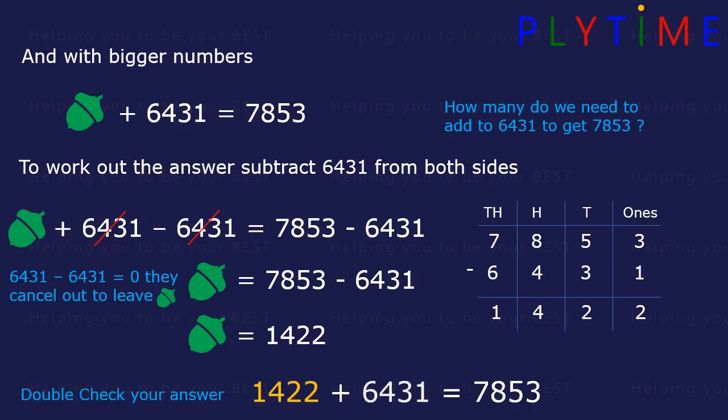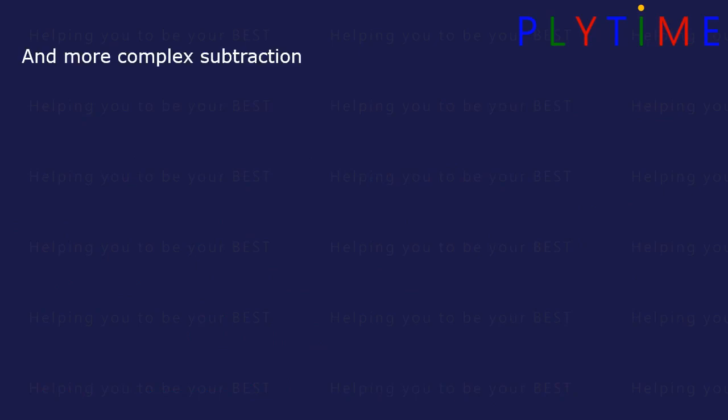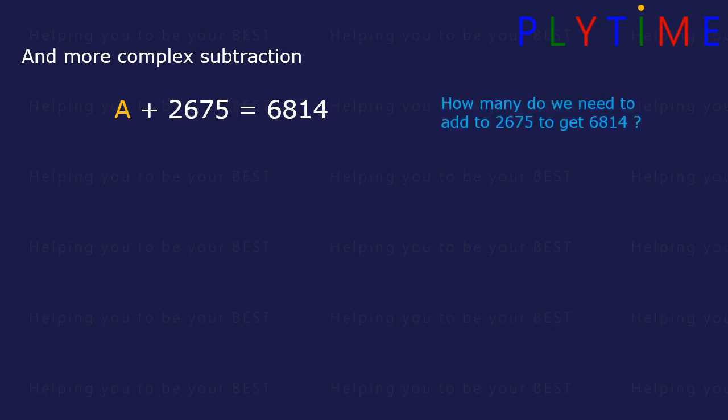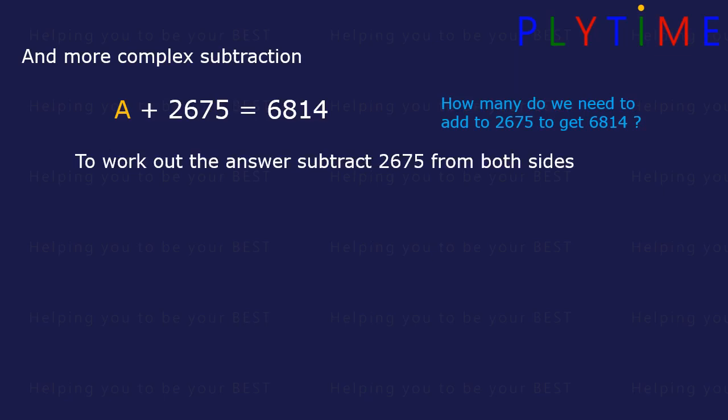Let's double check our answer. Is 1,422 plus 6,431, does that equal 7,853? Yes, it does. And more complex subtraction. A plus 2,675 equals 6,814. How many do we need to add to 2,675 to get 6,814? To work out the answer, we subtract 2,675 from both sides.